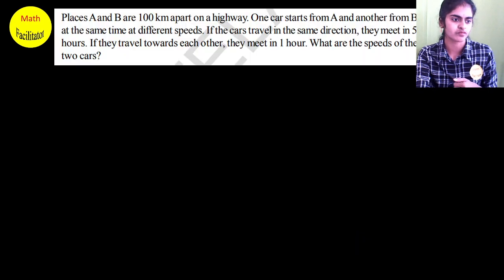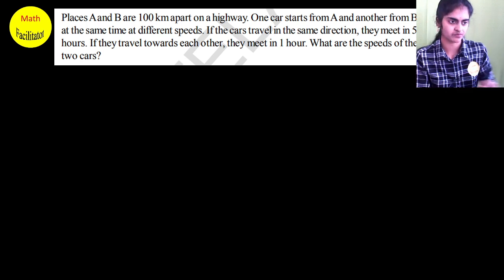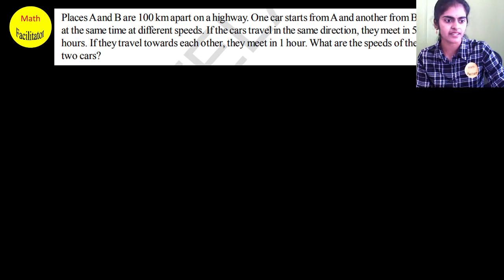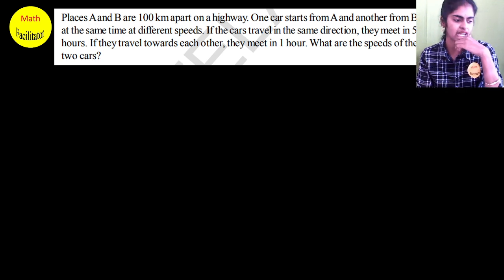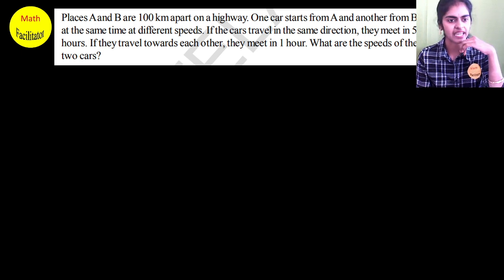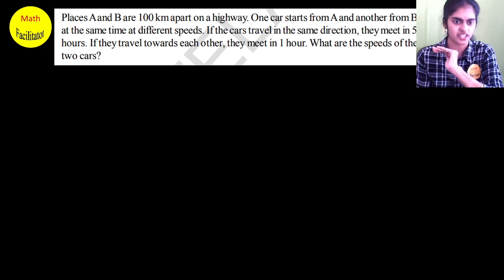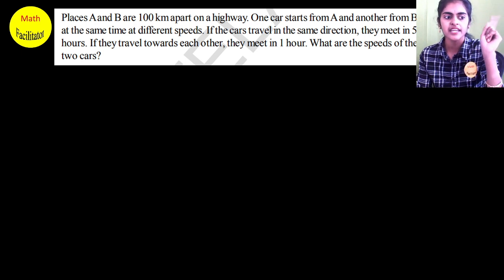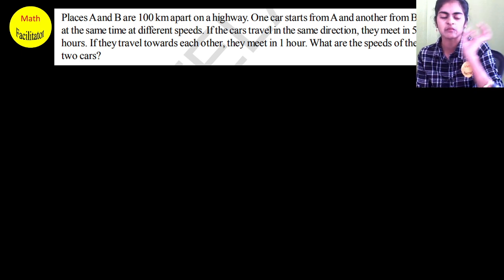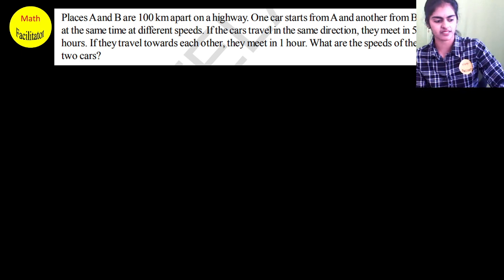Okay. So one more question. Places A and B are 100 kilometers apart on a highway. One car starts from A and the other starts from B at the same time at different speeds. So one car is starting from point A, and one car is starting from point B, and they have different speeds. If the cars travel in the same direction, they meet in 5 hours. If they travel towards each other, they meet in 1 hour. So what are the speeds of the two cars?